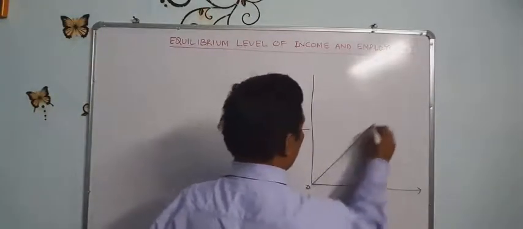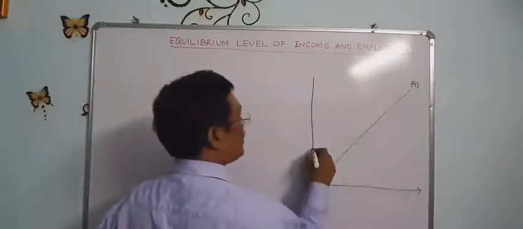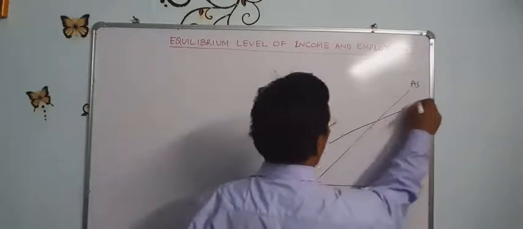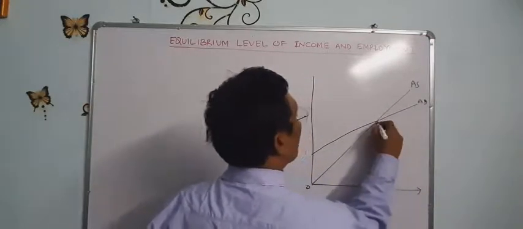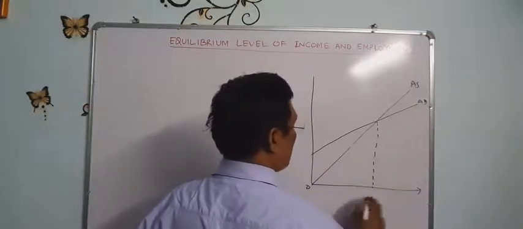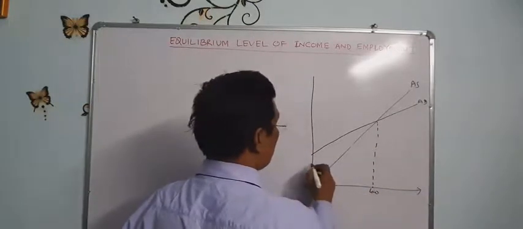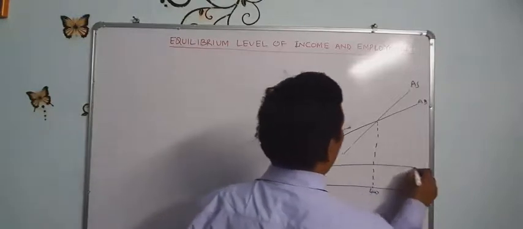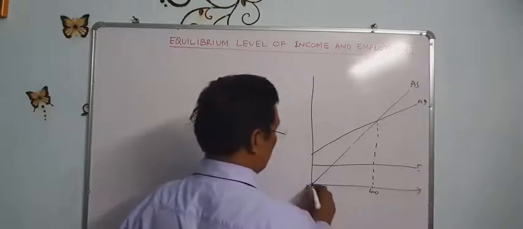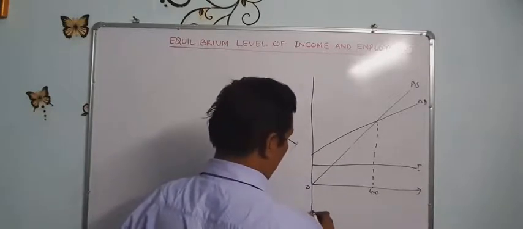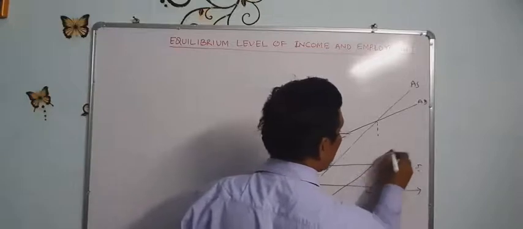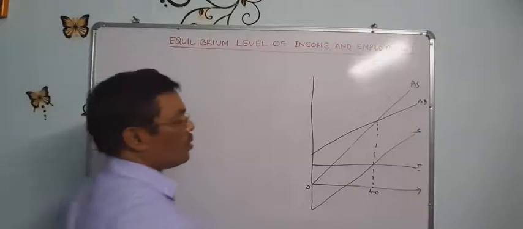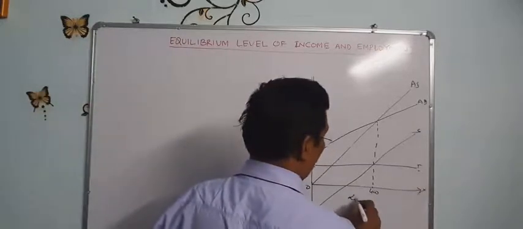this is the aggregate supply curve, and this is the aggregate demand curve, and this is the full employment situation, the horizontal level of income, and this is the investment curve, and this is the saving curve. We have already discussed. OX is the level of income.